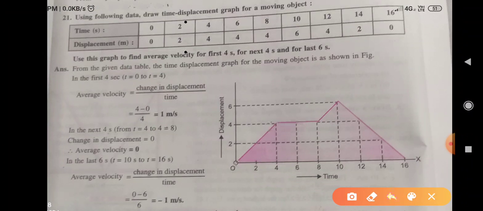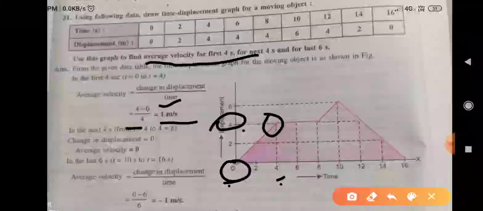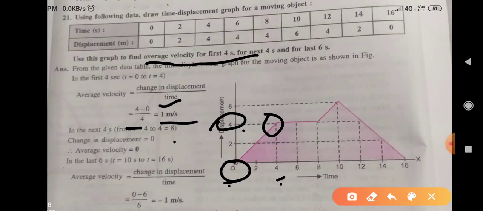Now on the basis of this we have to give the answers to the given questions. Use this graph to find the average velocity of the first 4 seconds, means from 0 to 4, till here. So average velocity is change in displacement per unit time. Change in displacement is final displacement minus initial displacement. Final displacement was 4, initial was 0. So 4 minus 0, and time taken 4 minus 0 means 4. So the average velocity came to 1 meter per second in the first case.